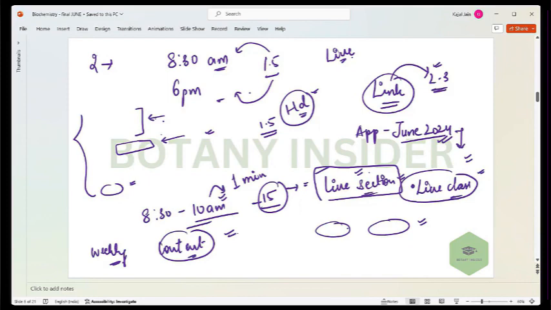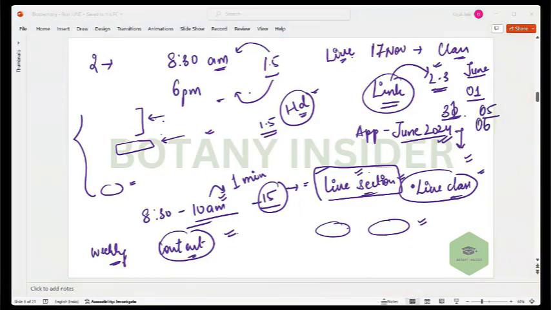The course is starting today, that is 17th of November, and the classes will go on till your June examination. For example, let's say if the examination is on 1st of June, the classes will be till 30th of May. If the examination is on 6th, the class will be till 5th. So whatever the date of the examination that is going to be announced, you'll be having your classes accordingly.